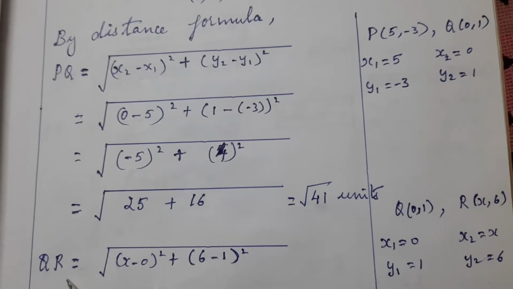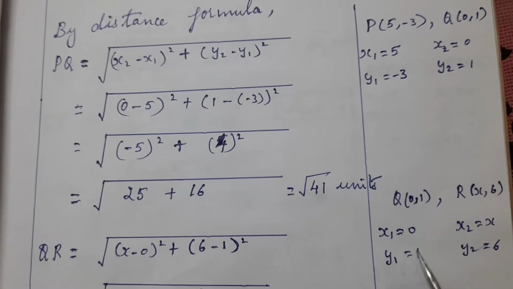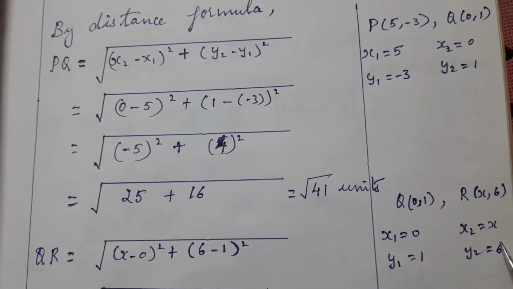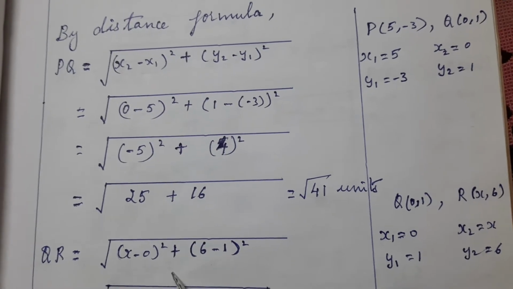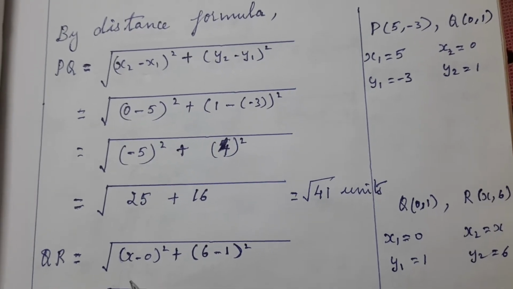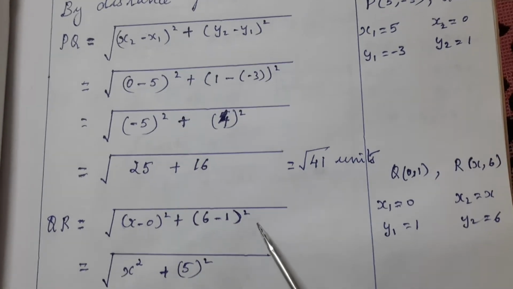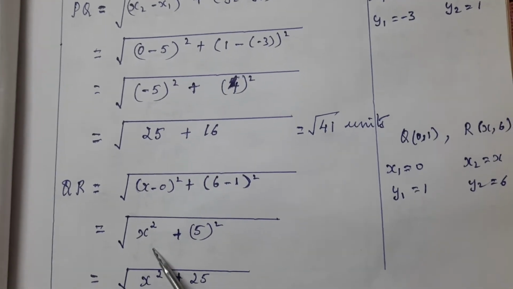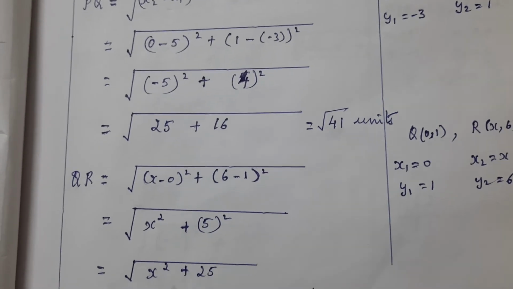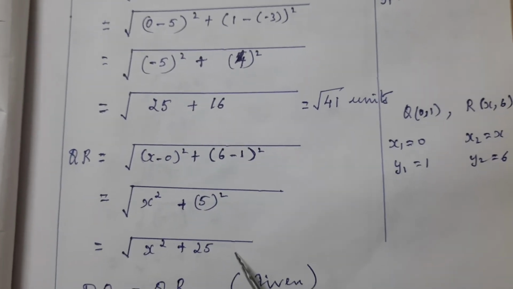Next we are going for QR. Same way, Q is (x1, y1), R is (x2, y2). Substituting these values in the distance formula, root of (x minus 0) the whole square plus (6 minus 1) the whole square. That is root of x square plus 5 square. That is root of x square plus 25.